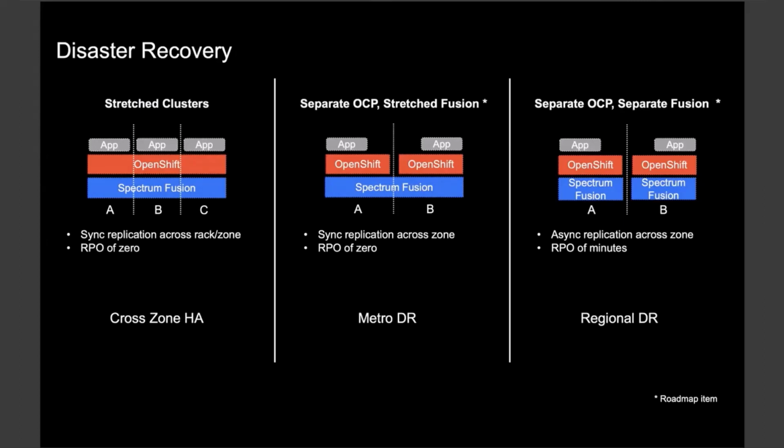Now this works within a metro region because doing a stretch cluster with synchronous replication requires really good networking bandwidth that is typically feasible only within a metro region. But if you want to implement DR across cities, across countries even, what we'll be building in this is what we call regional DR, where we can synchronize the data asynchronously across sites, even across long distances. You have a recovery point objective of minutes in that case, but then you can tolerate an entire metro region going down. These are some of the capabilities that we are building into Fusion.